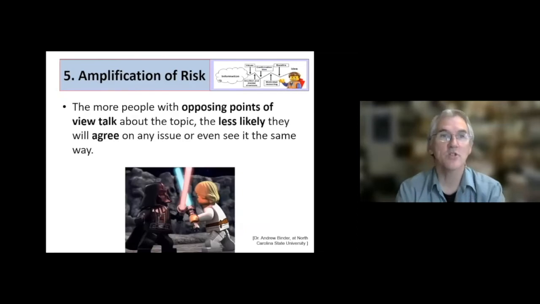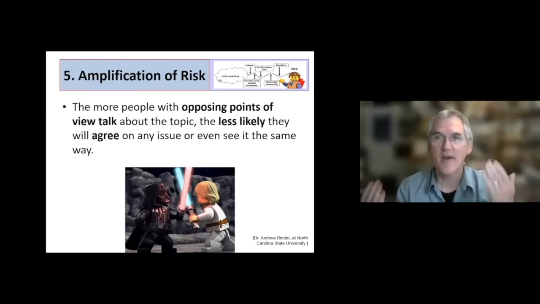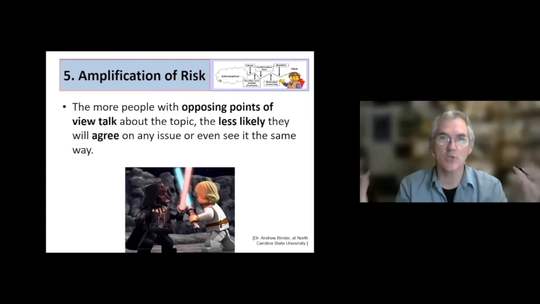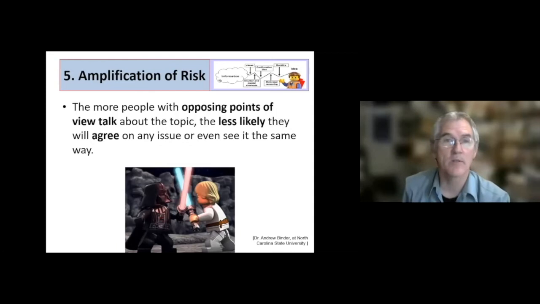Amplification: the more people with opposing points of view talk about a topic, the less likely they'll agree on any issue or even see it in the same way, which is a challenge because in many TV debates in the media, you get 2 people with different points of view on and ask them to talk about it. Now, if there was any vain hope that they might come to an agreement, even in a public forum, what it really does is actually entrench those different points of view. So that oppositional debate and argument does very little to help us come up with a consensus point of view.